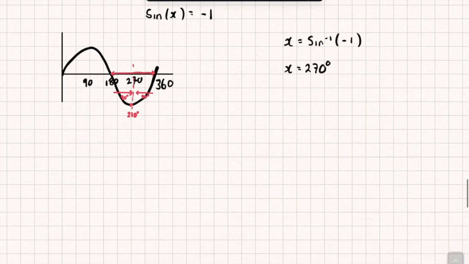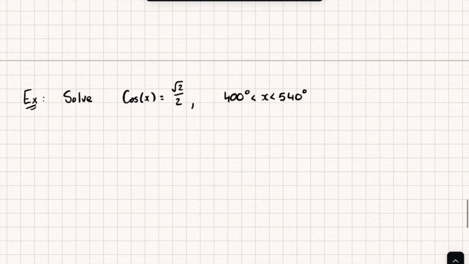Let's now look at the second question, where we've been asked to solve cos x = √2/2 between 400 and 540 degrees. So that's quite an interesting interval, and it maybe looks a bit tricky, but for now we're just going to completely ignore the interval and just solve the problem as you would if it was 0 to 360 or something quite nice.